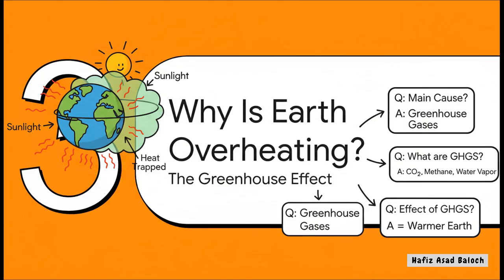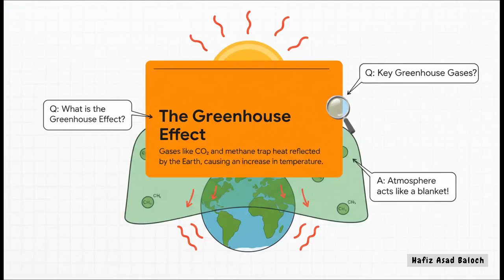Well, that leads us right into section 3 and back to our original big question. Why is the Earth overheating? The answer lies in something called the greenhouse effect. Now, this is a super important concept for your exam. It's when gases like CO2, methane, and others trap the heat that's reflected by the Earth. This actually causes the atmospheric temperature to go up.